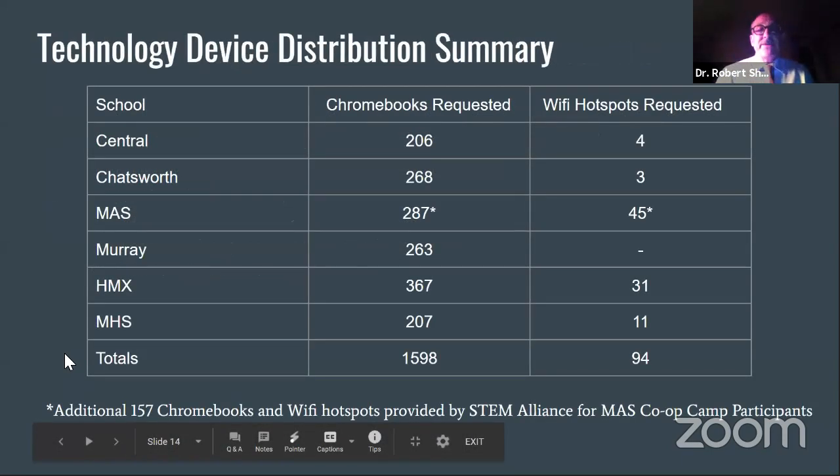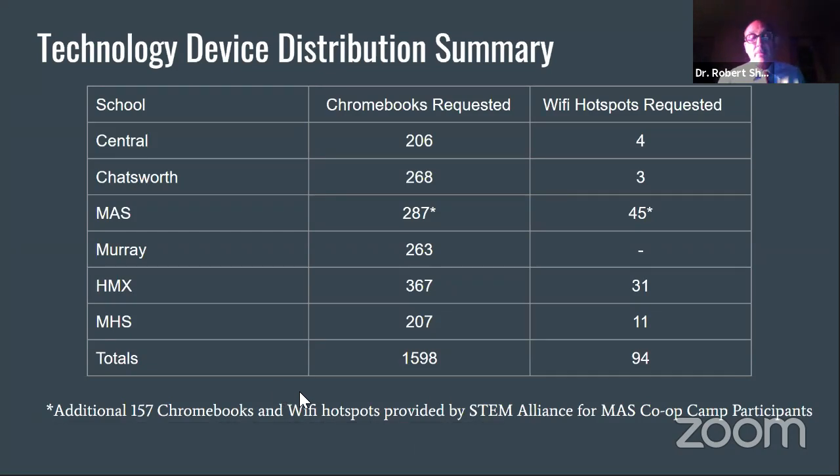So just to give you a sense of how busy we've been the last few days, I wanted to let the board know that we're in the process of distributing Chromebooks, as I mentioned, to students across the system. Thus far, we anticipate at the end of the process to have distributed somewhere between 1,600 to 2,000 Chromebooks. You can see here the number of Chromebooks requested per school.